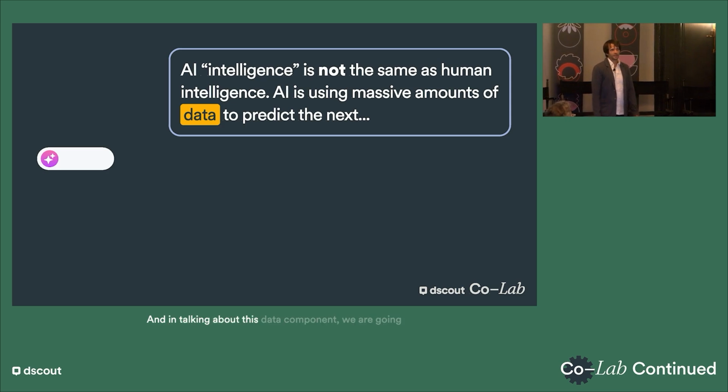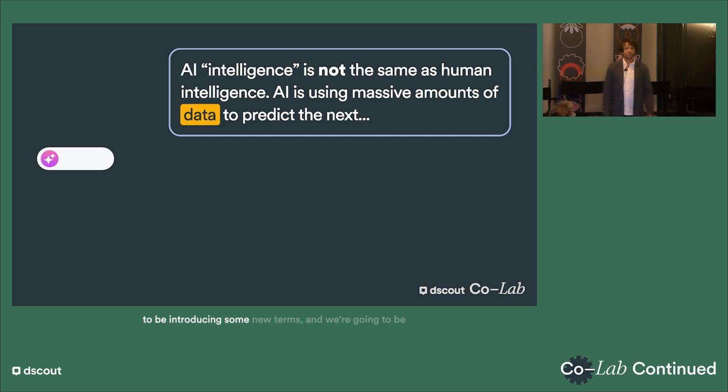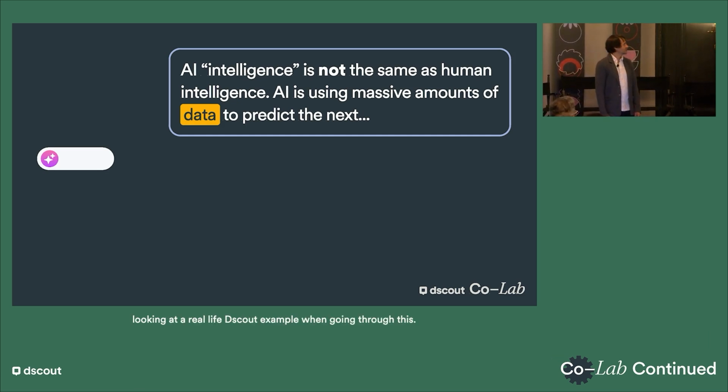And in talking about this data component, we're going to be introducing some new terms, and we're going to be looking at a real-life Dscout example when going through this. Now, I want to talk about how this data is used and also show how we can use it in our own products. And I'm hoping by the end of this that when you're evaluating other products out there, you have a better idea of how your data is being used and how you can use your own data to make better products.